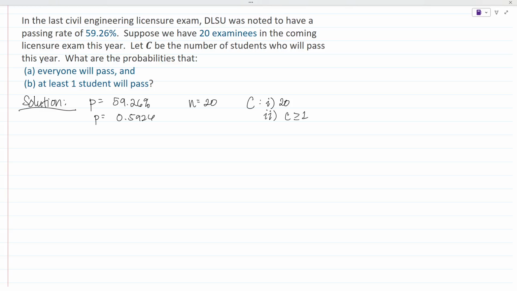Sa unang part. Sa letter A. Letter A. Everyone will pass. Okay? So, if everyone will pass, we can say that C is equals to 20. So, doon tayo sa unang part.